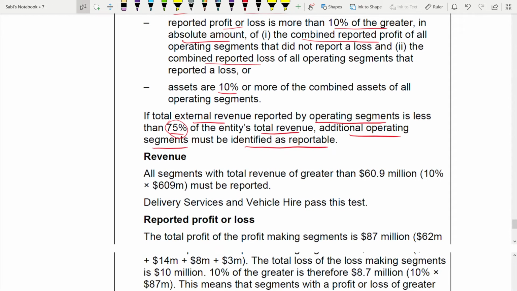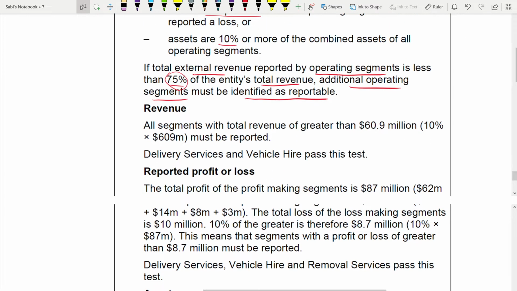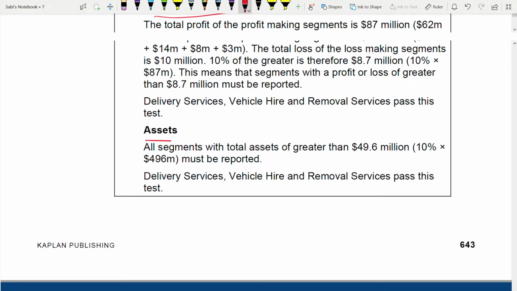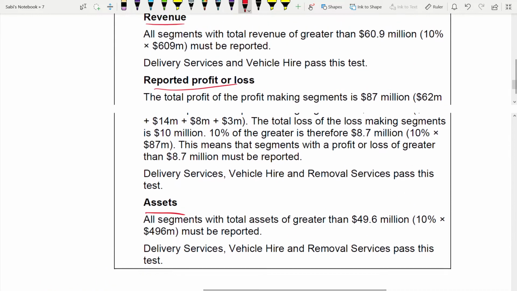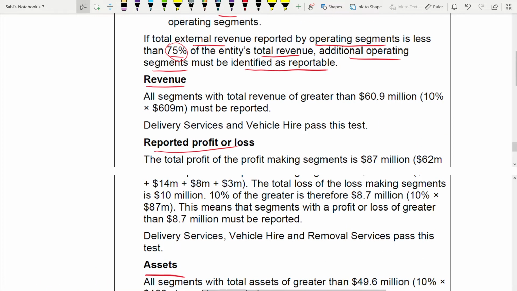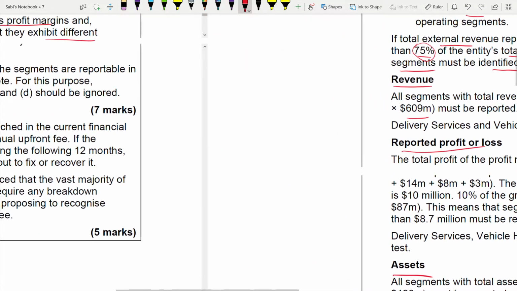So now we are doing the calculation one by one, for revenue and for reported profit or loss. Don't be in a hurry to finish it. I will go slow. First start with revenue. If you see the revenue, 10% of 609 is 60.9. So if any segment has a revenue greater than 60.9, which is 10% of the total revenue, then it has to be reported. In this case, let's see who passed the test.